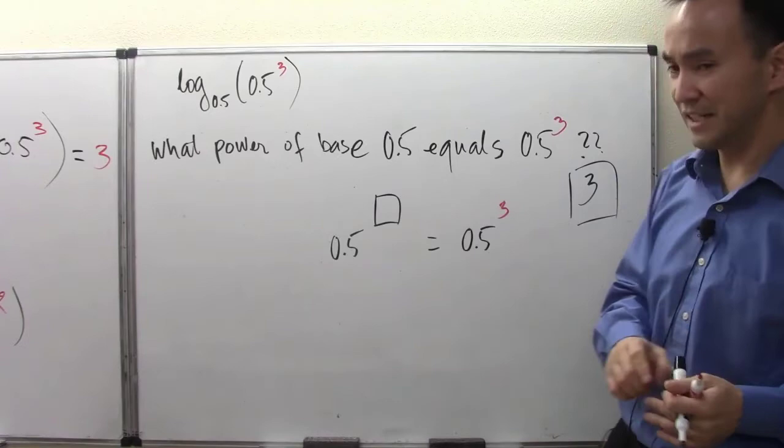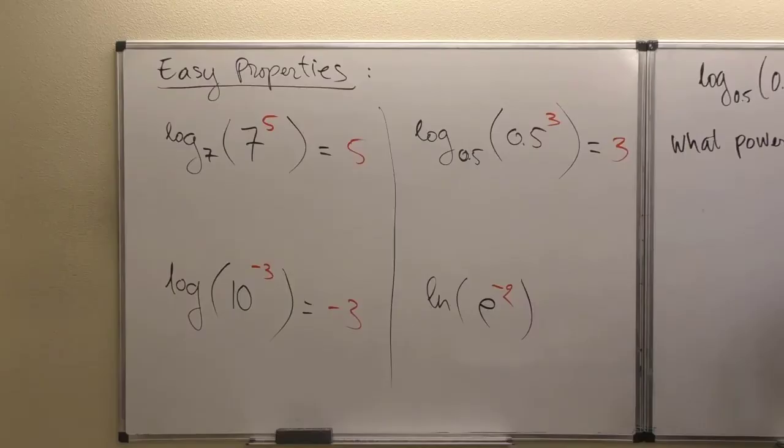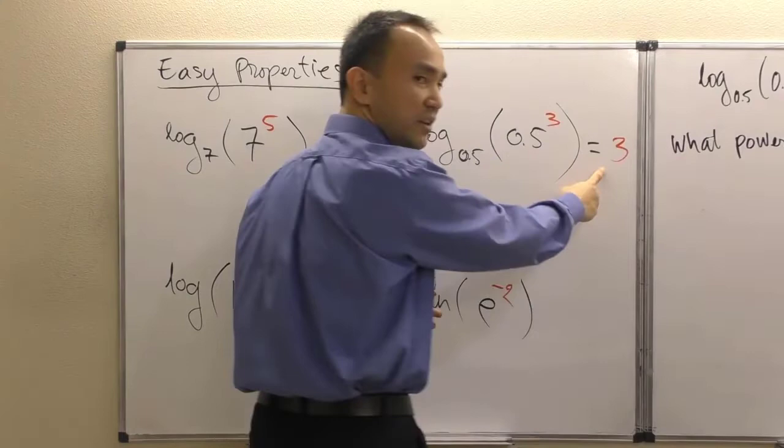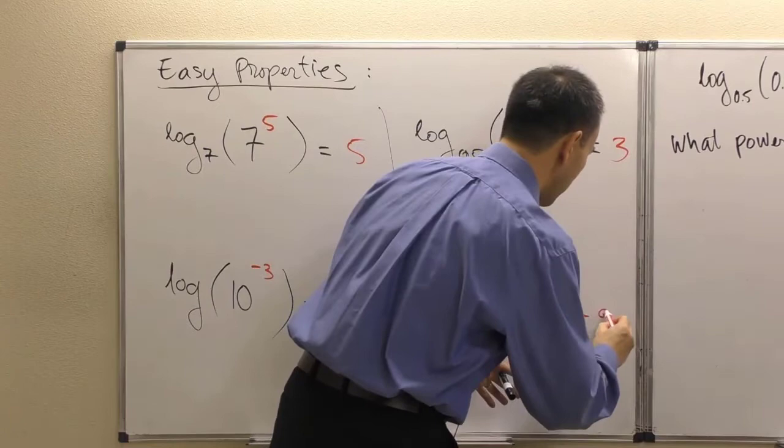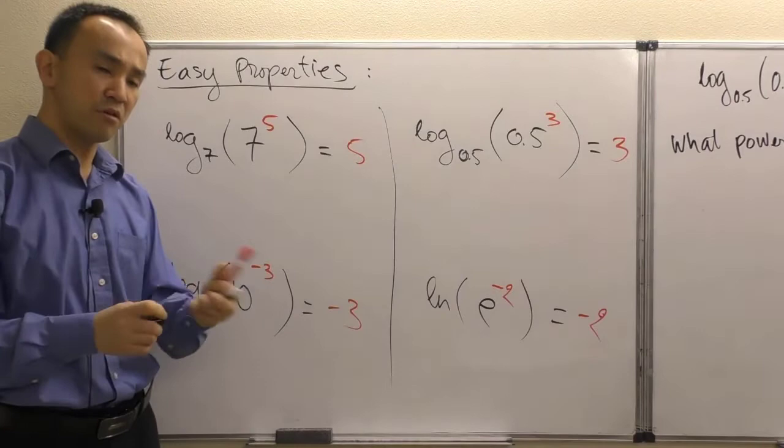That's why we had 3 there. So there's no need to give any more reasoning or explanation. The answer to this has to be minus 2. So let's look at all of these problems together.